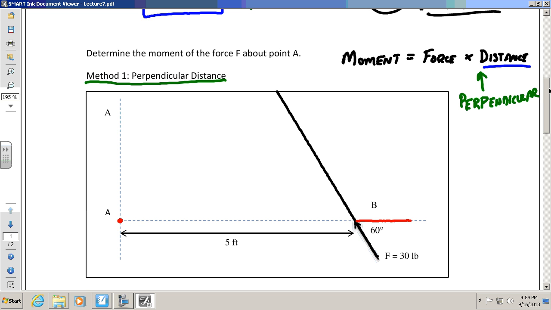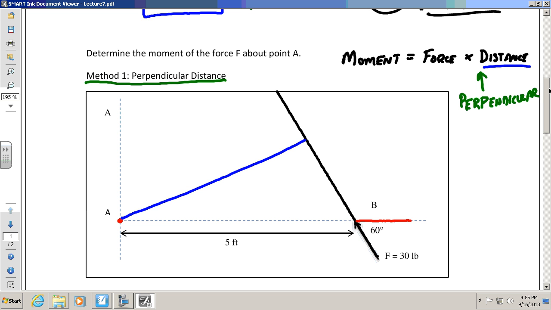So, how do we determine the perpendicular distance? It's easy. All you have to do is draw a line between point A and the line of action of the force, but that line has to be perpendicular. So what you do is you draw a perpendicular between A and the line of action. Let me draw it for you. It doesn't have to be perfect.